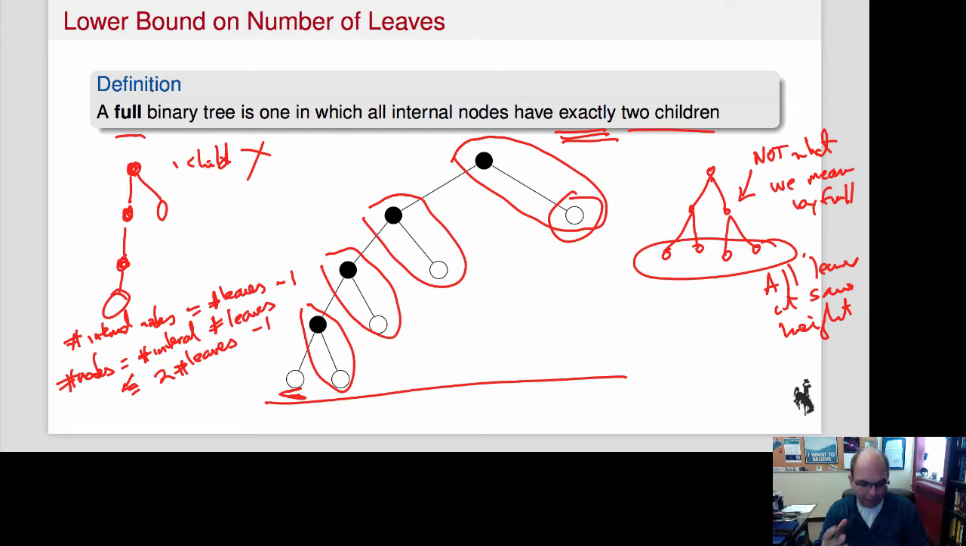What that means is that if I know the number of nodes, let's say that I know that I have 10 nodes, then the number of leaves can't be, for example, 3. Because if I only have 3 leaves, then I have 2 times 3 minus 1, and 10 is actually not less than or equal to 5. So this is why this is actually a lower bound on the number of leaves.